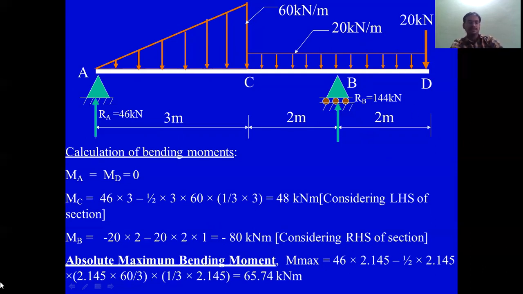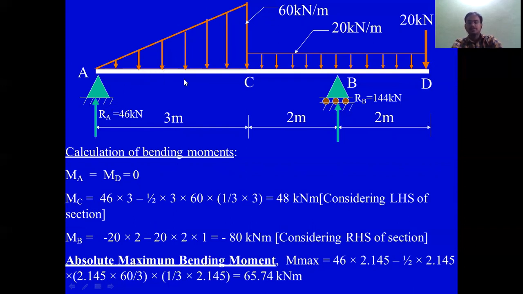This one we have done already. Now, absolute maximum bending moment. What is the absolute maximum bending moment? The maximum bending moment is equal to 46 into 2.145. The maximum bending moment takes place at a distance of 2.145. So what is the bending moment value at that point?